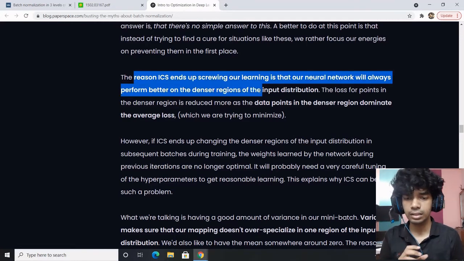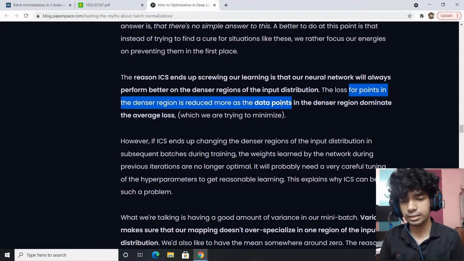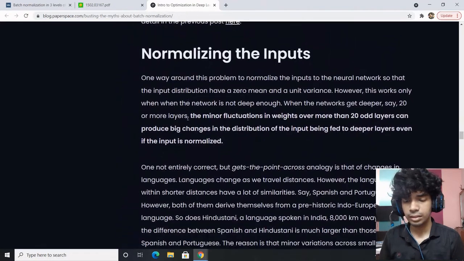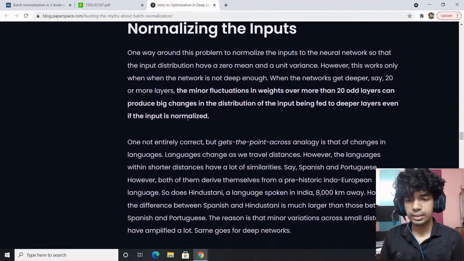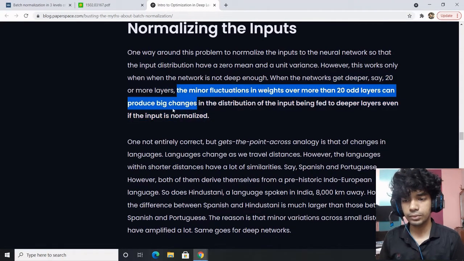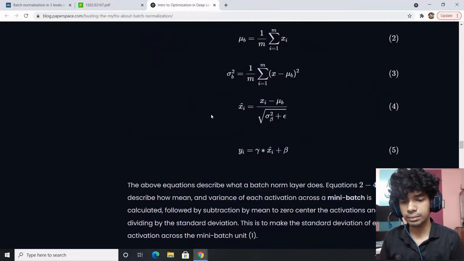So the reason ICS ends up screwing up learning is that our neural network always performs better on denser regions of the input distribution. The loss for points in the denser region is reduced more, as the data points in the denser region dominate the average loss. Then we have normalizing the inputs. Minor fluctuations in weights over 20-odd layers can produce big changes in the distribution of the input being fed to deeper layers, even if the input is normalized. So then comes batch normalization.